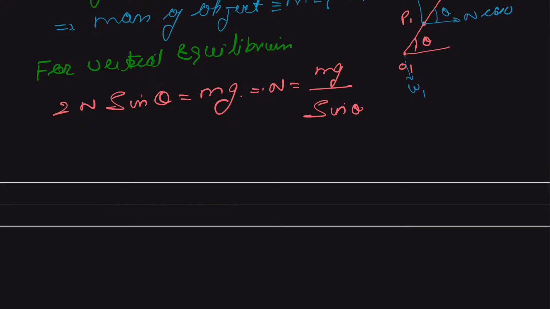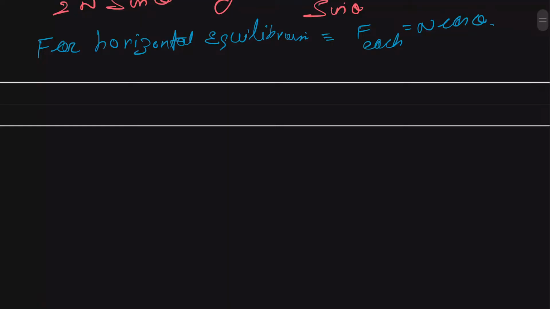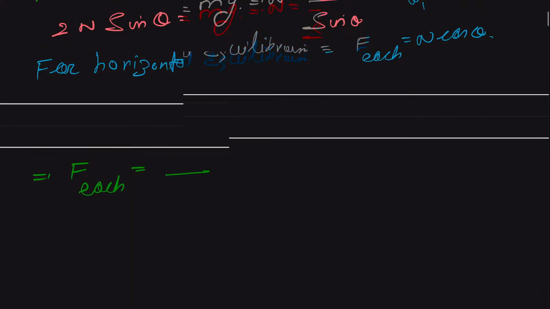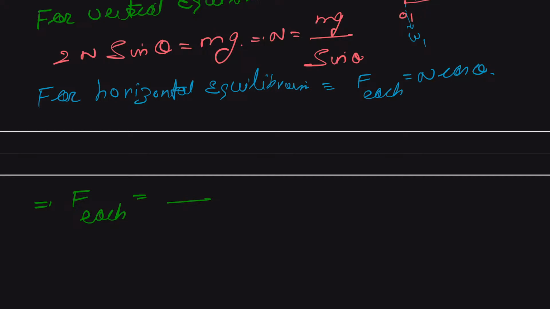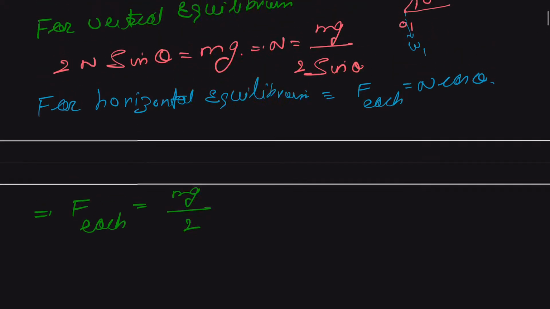Okay. And for our horizontal equilibrium, we can say that the force on each cylinder will be equal to N cos of theta, and we can substitute the value of N. Therefore, we get F each will be equal to mg by 2, and that will be cot of theta.